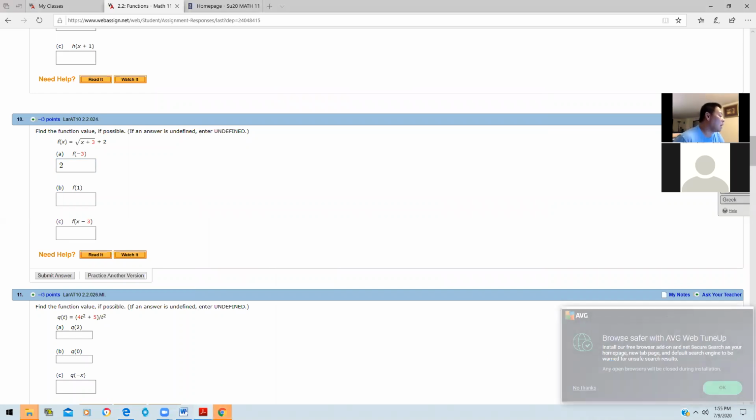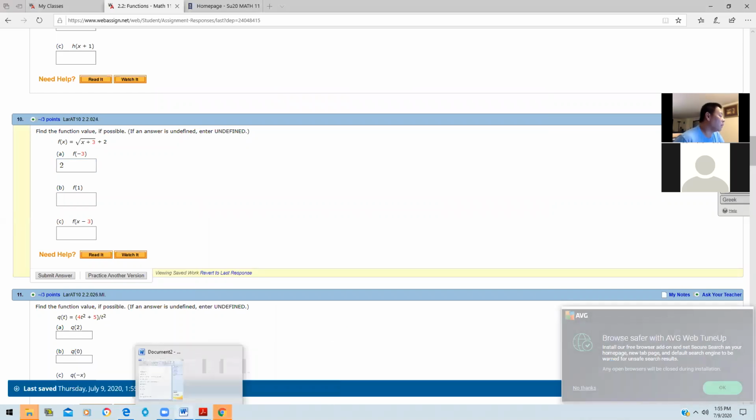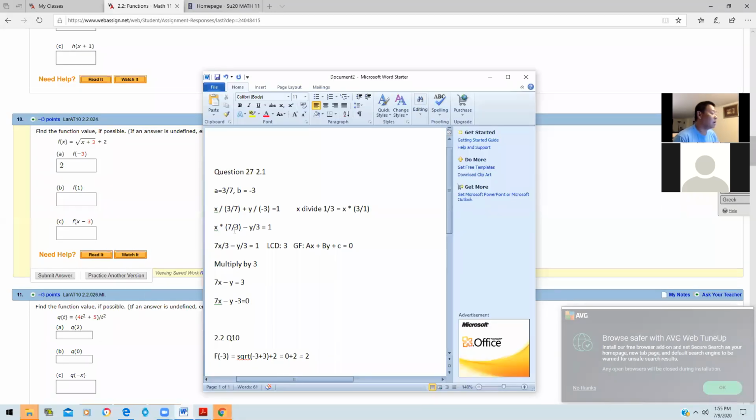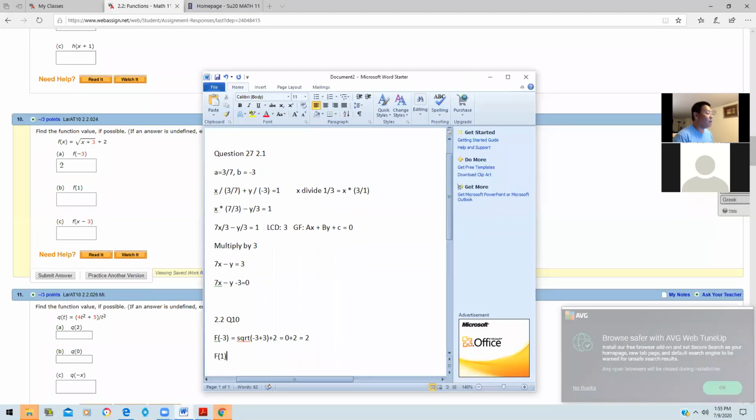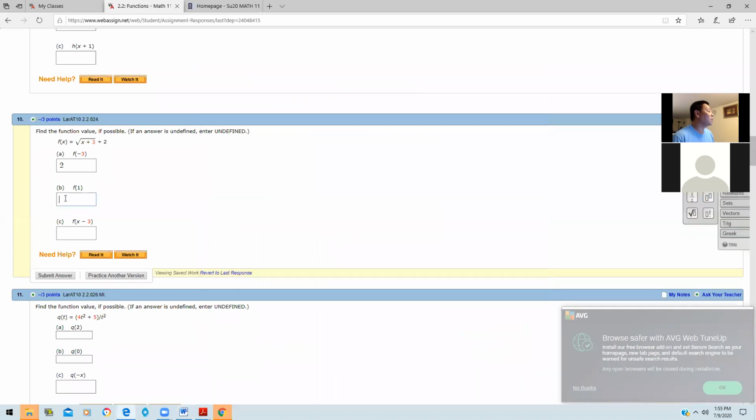Okay. Next, we will have f of 1. So f of 1 means you plug in 1 inside there: square root of 1 plus 3, plus 2. So 1 plus 3 is 4, square root of 4 is 2, so 2 plus 2 in this case is 4. So this will give us 4.